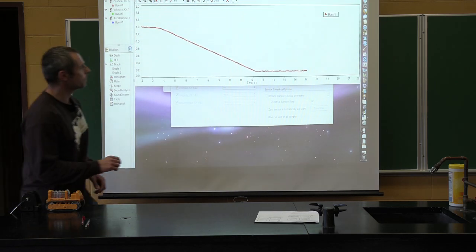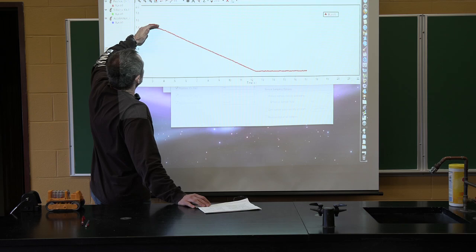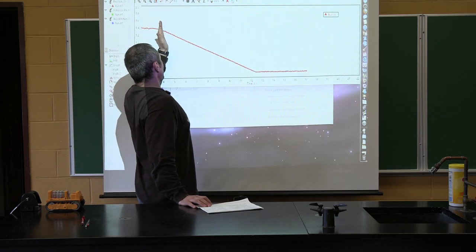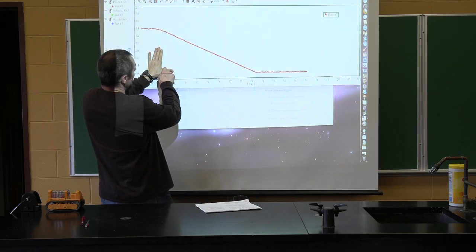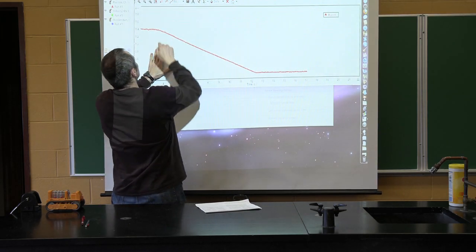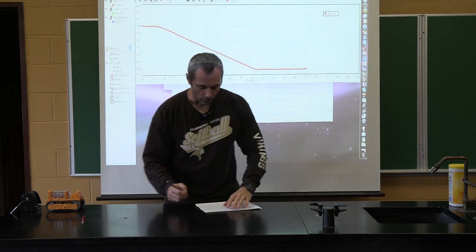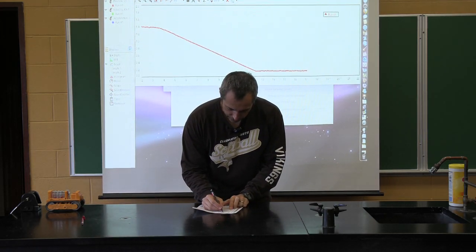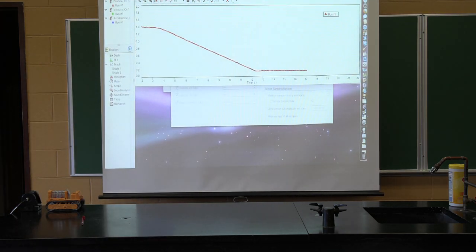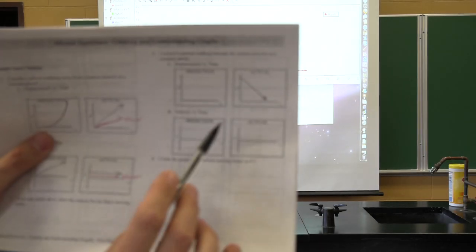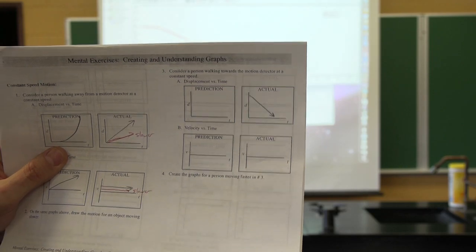Okay, so again, this is me walking over. What you want to draw is like the axis like this, starting up high. The other one started here because it started near the motion detector, went away. This one starts far away and goes straight down. So whatever your prediction is, the actual should look like that, okay? Starting far and getting close.